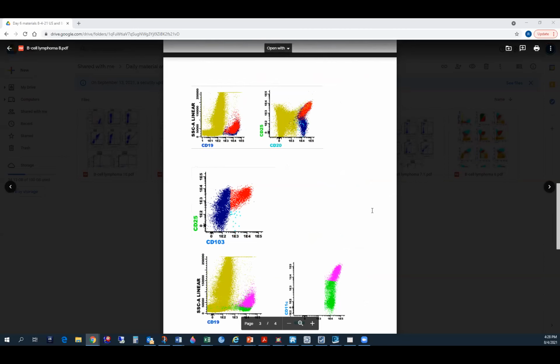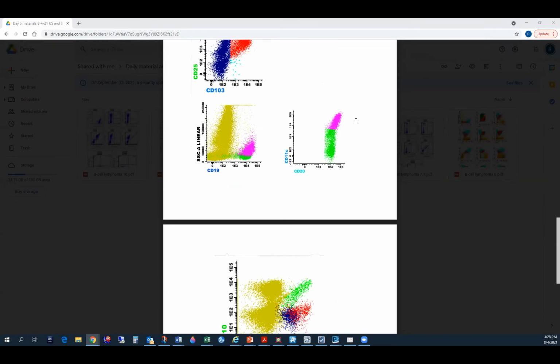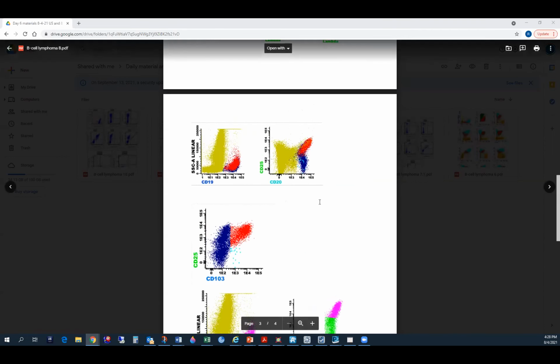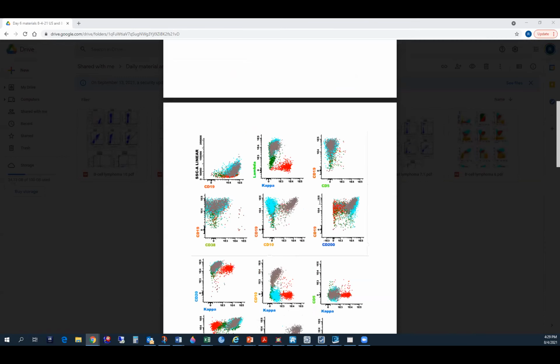And then when we go to the hairy cell tube, it becomes much easier because there is one population that is really bright for 25, and 103 is distinctly positive. 11C is also distinctly positive. So that's how we nail it down. Okay, thank you. You understood what I'm saying? Yes, thank you so much.